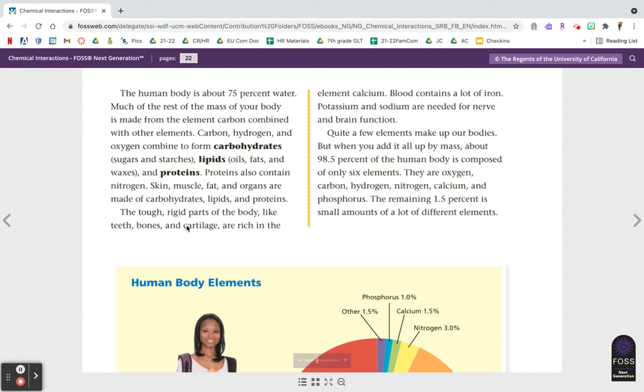The tough, rigid parts of the body, like teeth, bones, and cartilage, are rich in the element calcium. Blood contains a lot of iron. Potassium and sodium are needed for nerve and brain function.